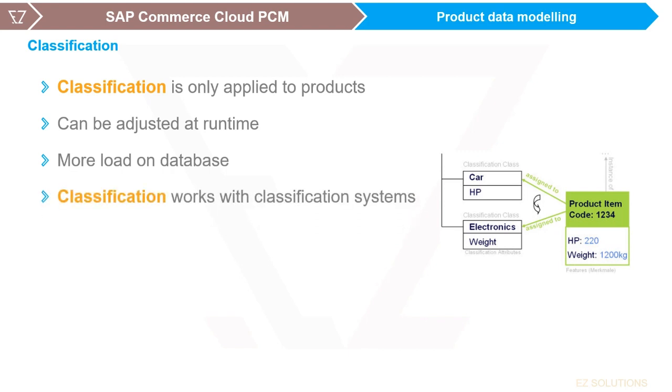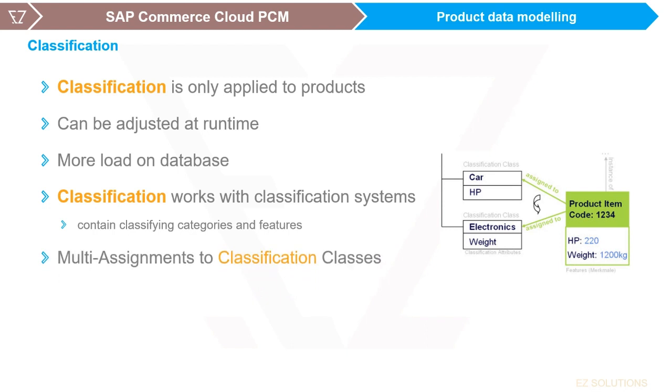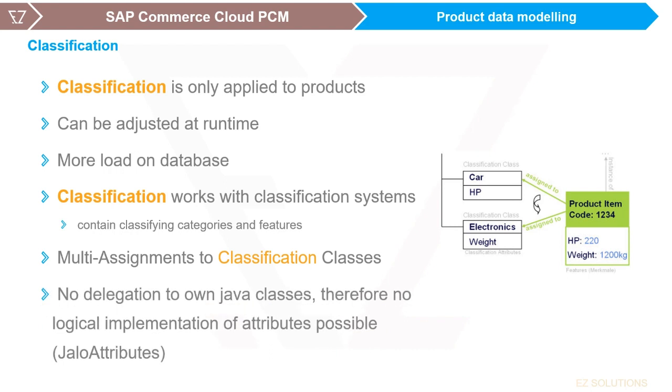Classification works with classification systems which contain classifying categories and features assigned to the categories. The classifying categories are in turn assigned to a product category or to products themselves. Although the term category is also used in classification, this should not be confused with product categories that are used on the storefront for navigation. With classification, multi-assignments at the product or category level are possible, since creating classification categories does not result in the creation of Java getters and setters. The use of classification features in business logic requires more effort than with types.